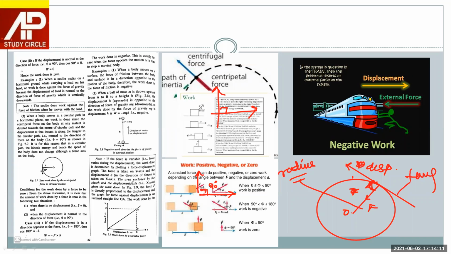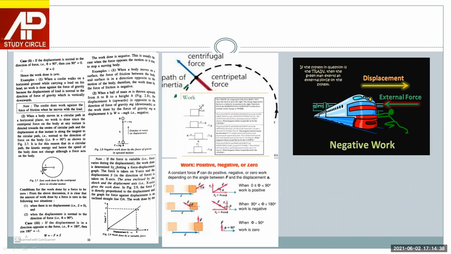Condition for work done to be zero. There are two cases when work done can be zero. First, there is no displacement. And second, displacement is normal to the direction of force. That is, either the body is in a circular path or a porter is carrying a load on his head such that the angle between the displacement and the force is 90 degrees. I hope you understand that point. So I take one more point quickly.